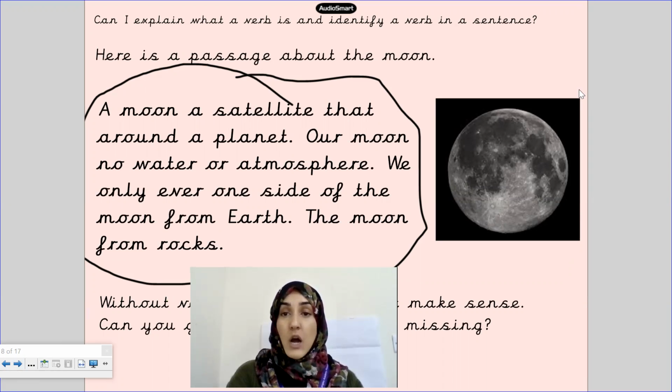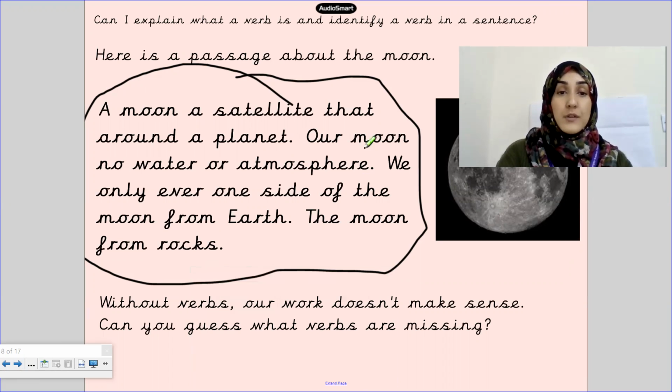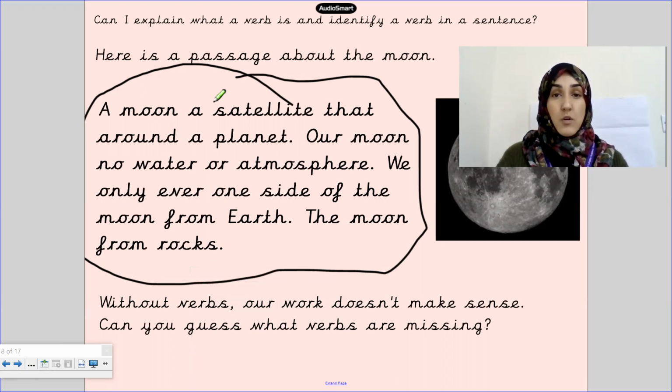Okay. Now I'm going to read this little piece of text for you, this passage, and you are going to tell me what is wrong with this passage. Are you ready? Good listening ears. A moon, a satellite that around a planet. Our moon, no water or atmosphere. We only ever one side of the moon from Earth. The moon from rocks. Now, listen one more time. A moon, a satellite that around a planet. Our moon, no water or atmosphere. We only ever one side of the moon from Earth, the moon from rocks.